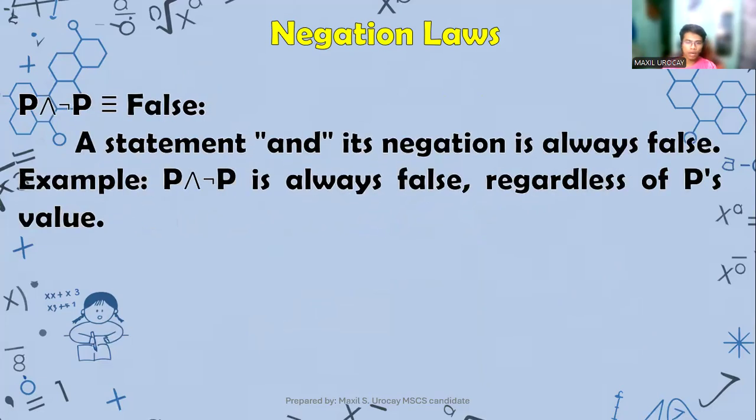Now, for the AND operation, the multiplication of P and not P will return false. A statement and its negation is always false. Example for P and the negation of P.